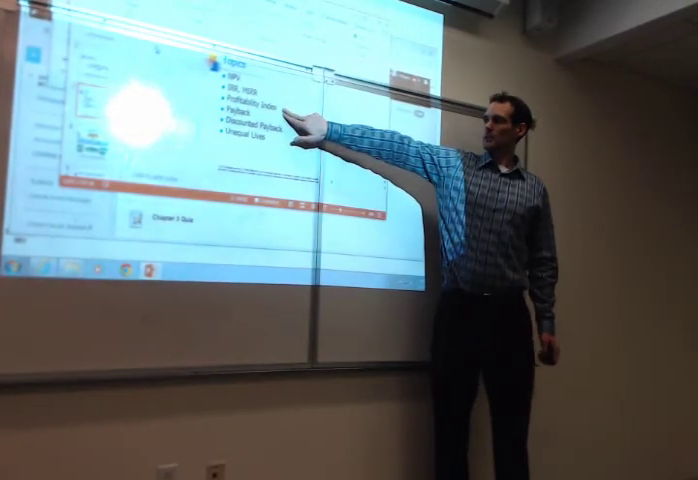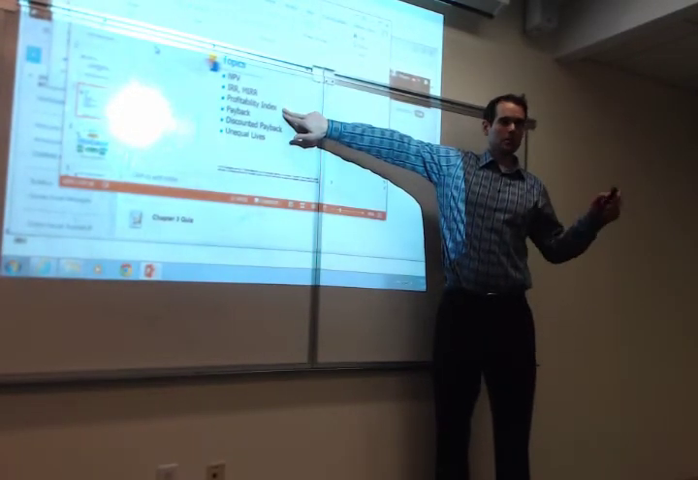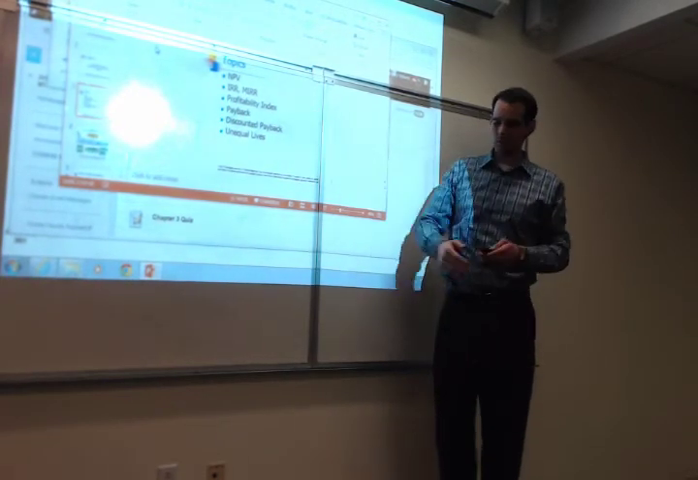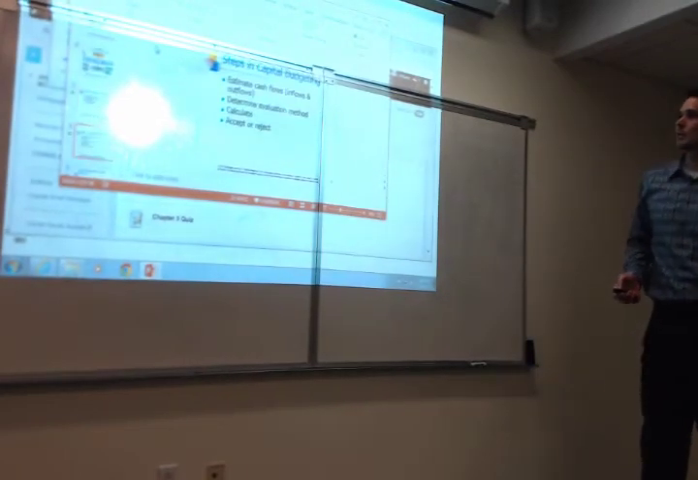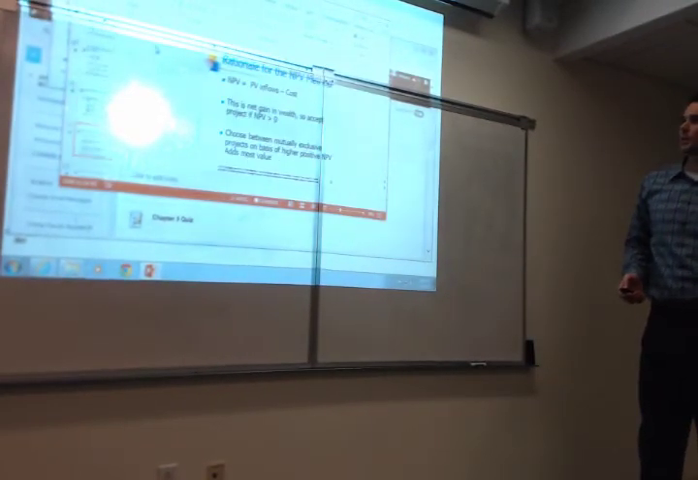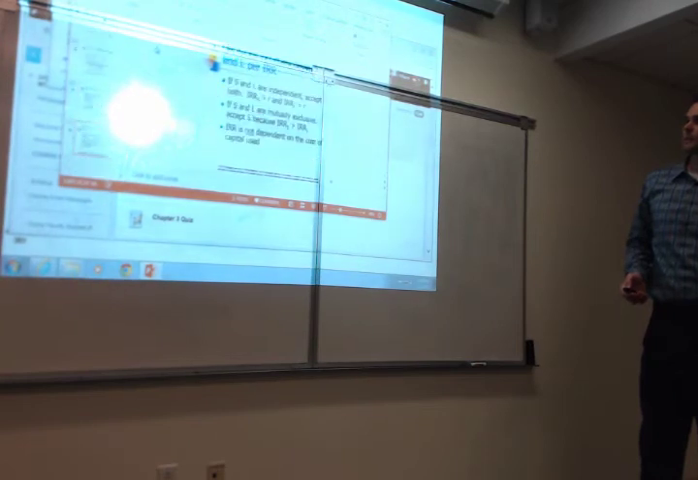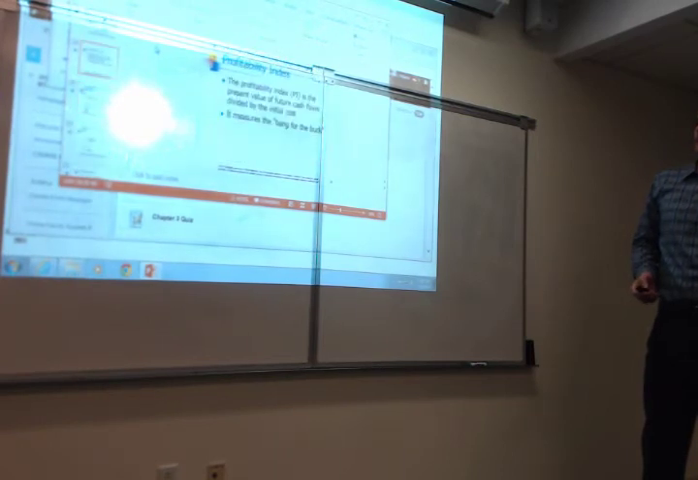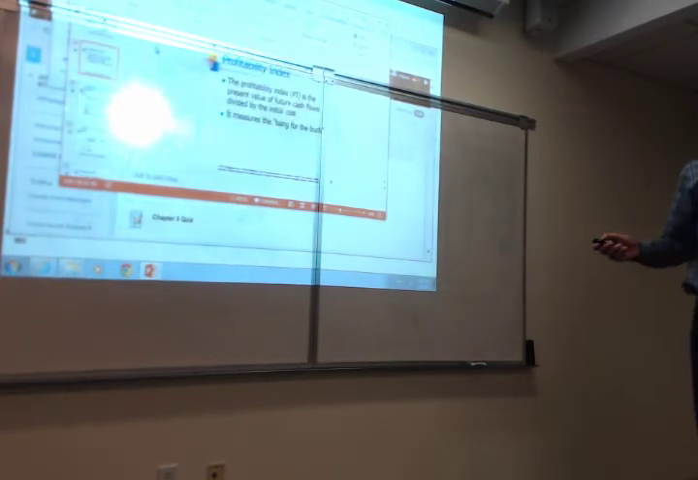Profitability index. Anyone remember what that one was? Present value of future cash flows divided by the initial cost. If you're asked to calculate that on the exam, just flip to that. Note that you will put all the future cash flows in present value and then divide by the cost.